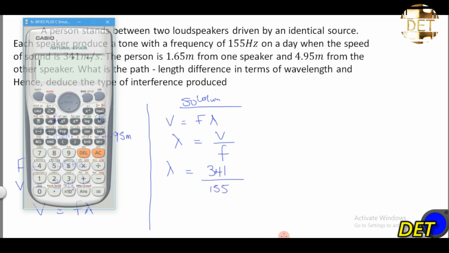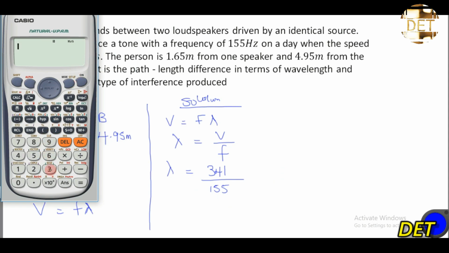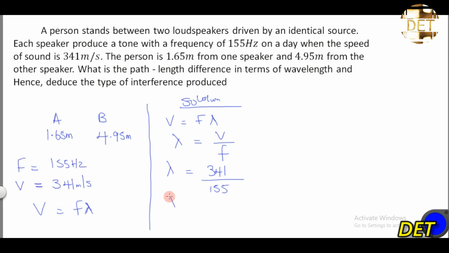So if I bring out my calculator, 341 divided by 155, that will be equal to 2.2. So my wavelength is equal to what? 2.2 meters, right? This is my wavelength.